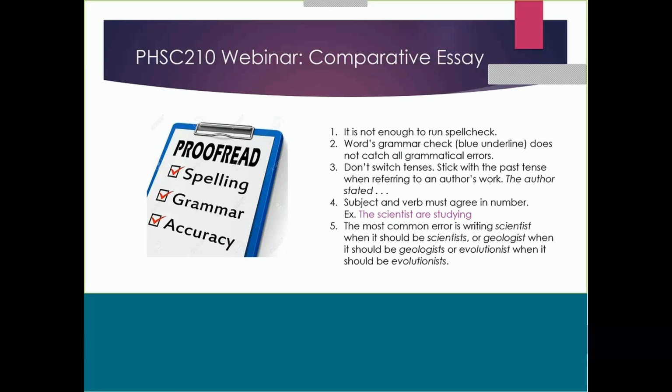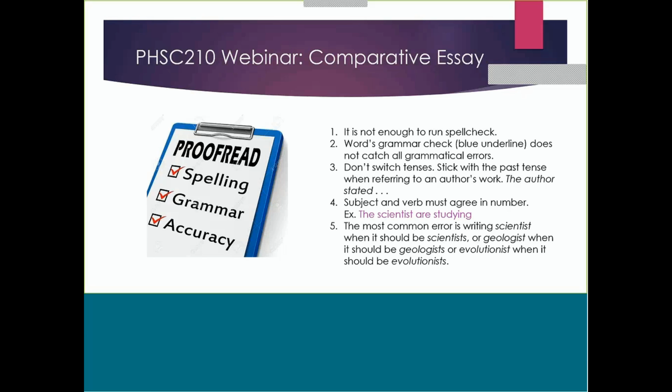But it's really not enough to run a spell check because we have words that are spelled the same way but have different meanings. And then number 2, Word's grammar check. The blue underline in Microsoft Word that does the grammar check does not catch all grammatical errors. Sometimes it won't catch a run-on sentence. Sometimes it won't catch a sentence fragment. So you need to go further than simply doing the spell check and the grammar check.